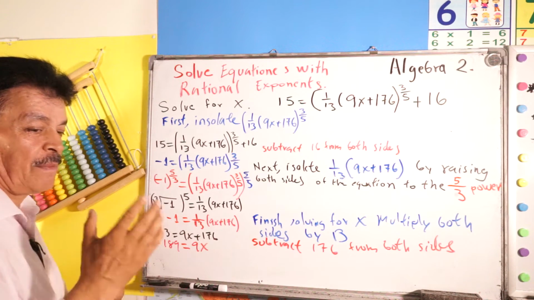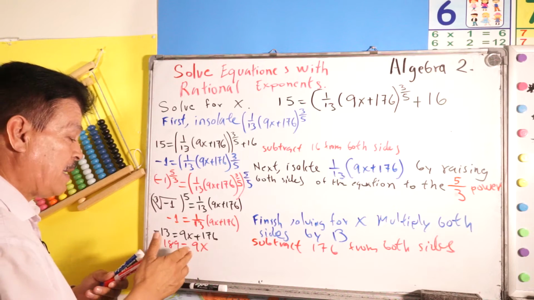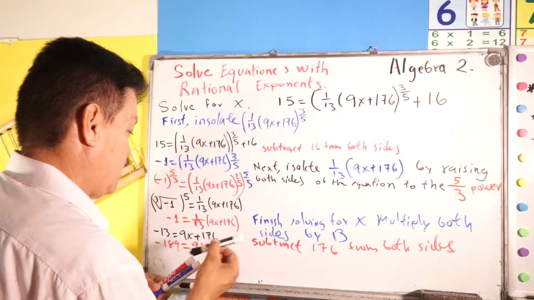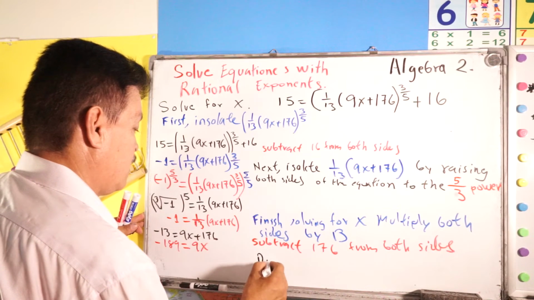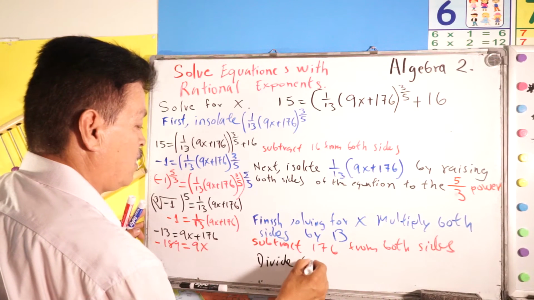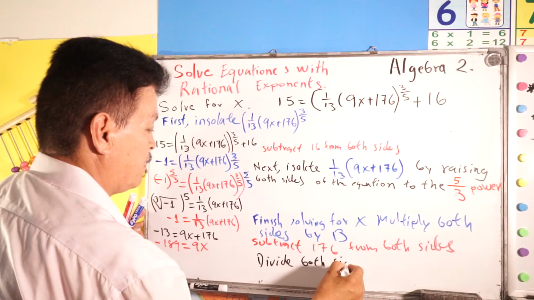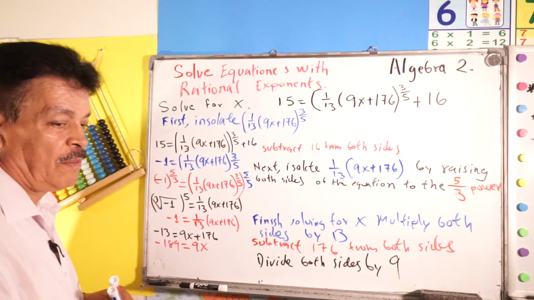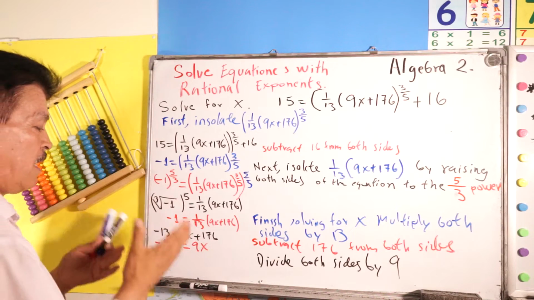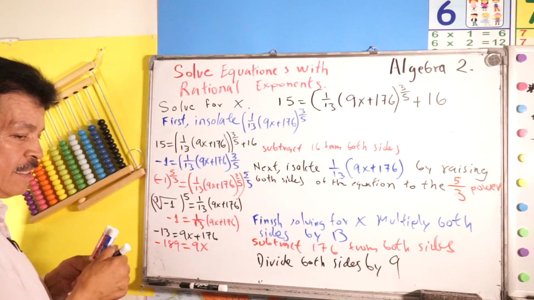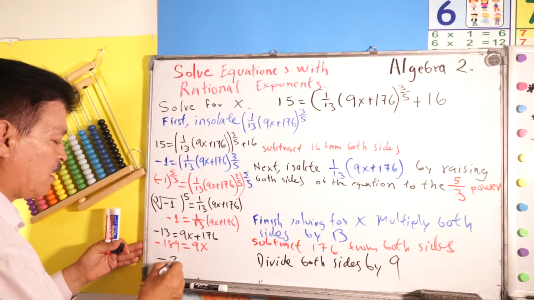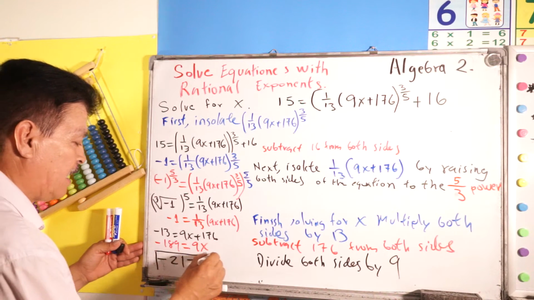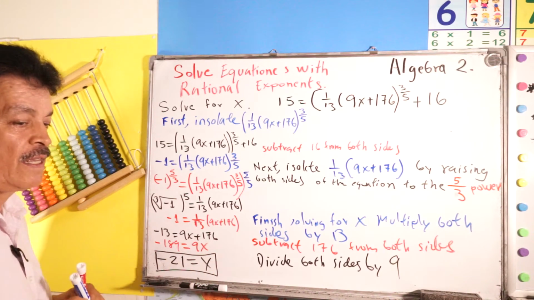Now the last step: divide both sides by 9. Dividing both sides by 9, we get the answer negative 21 equals x, right? This is the last step.